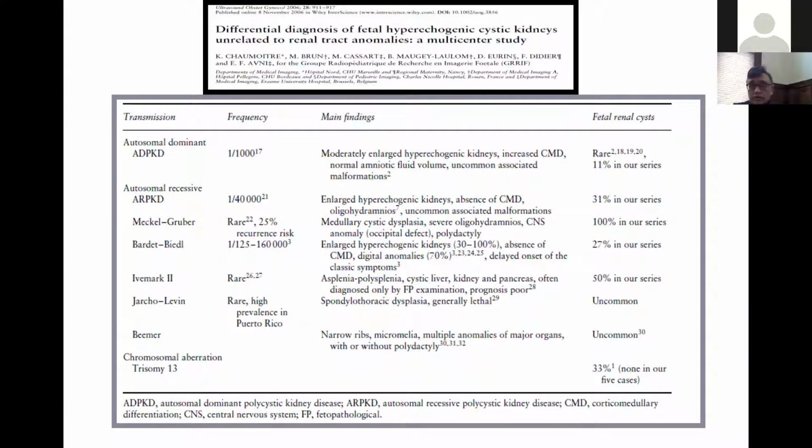Are you looking for Meckel-Gruber? I have 3 or 4 patients with Meckel-Gruber syndrome: medullary cystic dysplasia, severe oligohydramnios, CNS abnormalities, occipital defect, polydactyly, enlarged hyperechoic kidney with portal bead, and absence of any CMT. And do you see any digital abnormality?